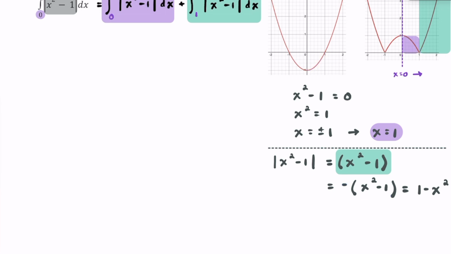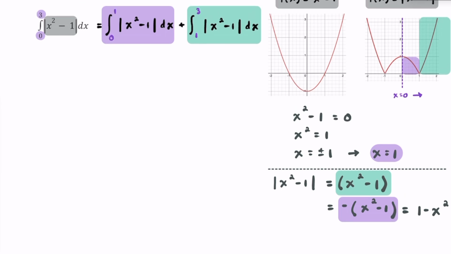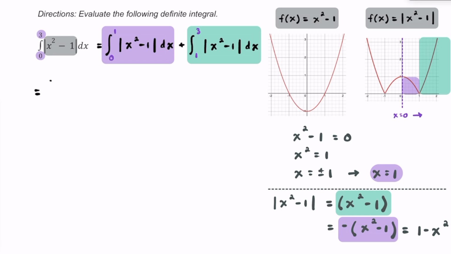So this expression is going to be associated with this part of the graph. All right, let's go back to our integrals now. For the first part, let's just say we're going to go from 0 to 1 like we said earlier, but we're going to rewrite this expression and say this is going to be 1 minus x squared, right? Because we're only looking at this part for the 0 to 1 interval.